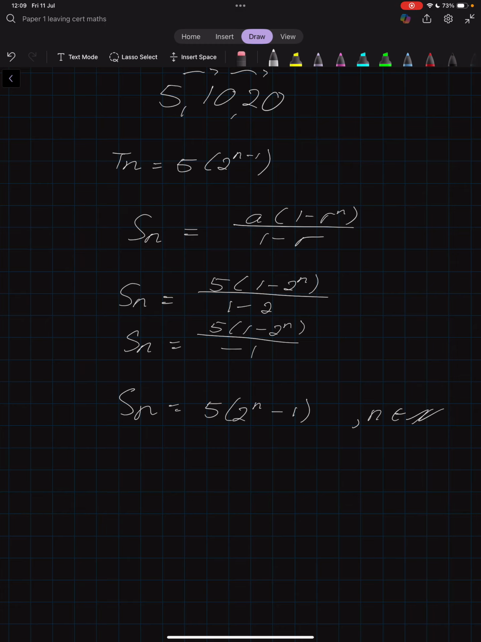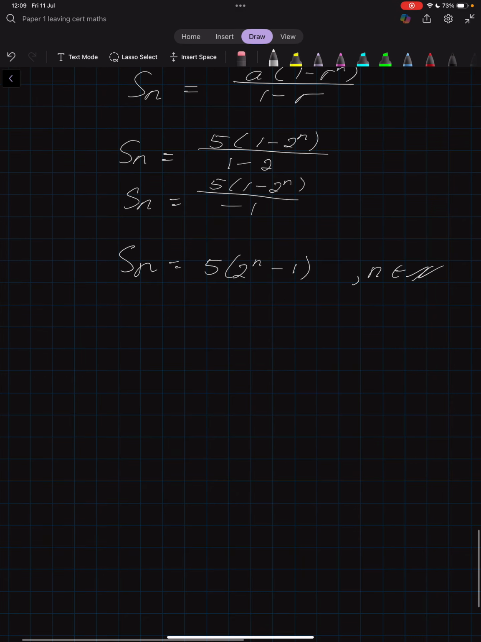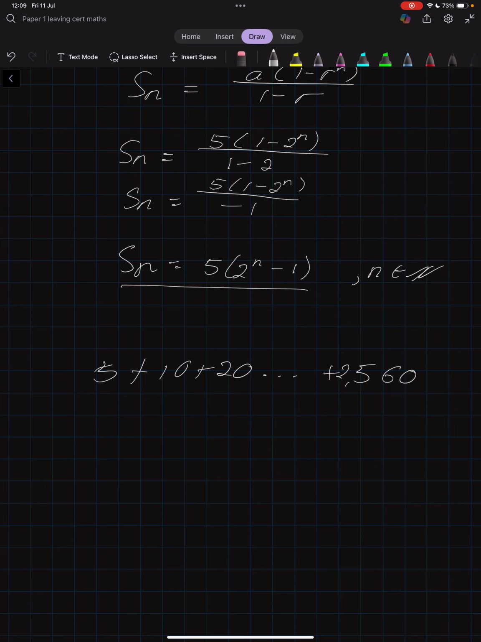And then that's it. So if they ask you, calculate 5 plus 10 plus 20 all the way up to 2,560, how would you calculate this? Well, we have a summation formula up here. That's perfectly fine. So how do we figure it out? You just have to sit there and say, okay, I have a summation formula. What do I need to plug in? I need to plug in n. I need to know how many terms I want to add up. So this is the first one, grand. That's the second. That's the third. But I don't know which term this is.